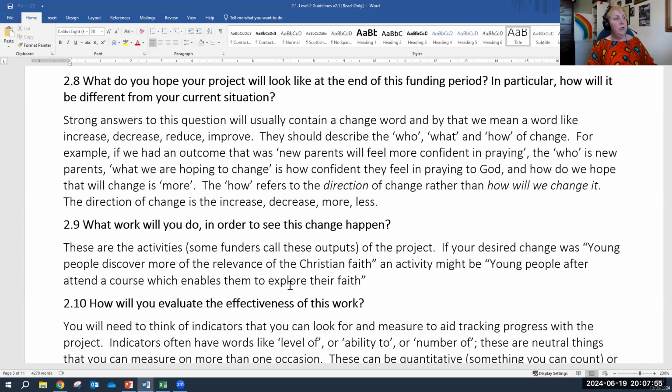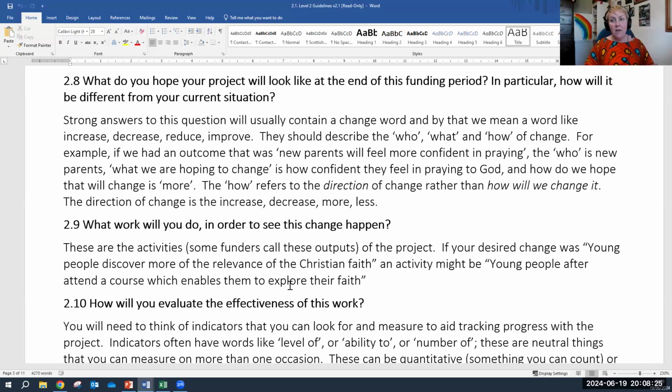What work will you do in order to see this change happen? So these are the actual activities that you're going to do. In funder speak, sometimes funders use the word outputs. So if your desired change was young people discover more of the relevance of Christian faith, one of the activities, one of the outputs you could do there is young people attend a course. So what will you do in order to see the change happen?